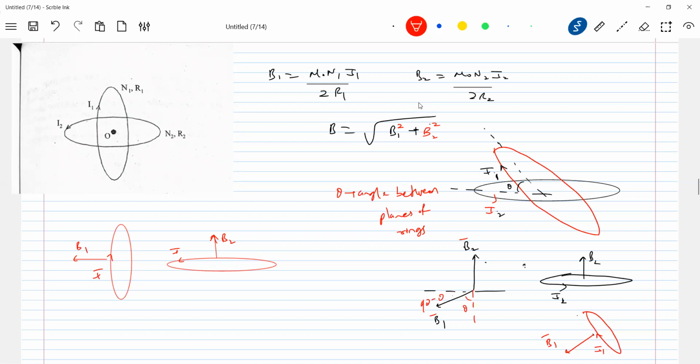So you should be very careful about the small ideas. These things we are going to use in mutual inductance when we go for the EMI chapter. So the resultant B bar, the formula should be B1 square plus B2 square plus 2 B1 B2 cos of 180 minus theta.